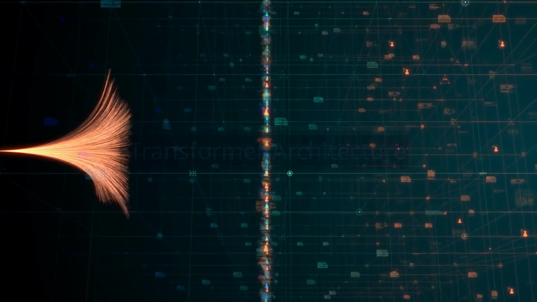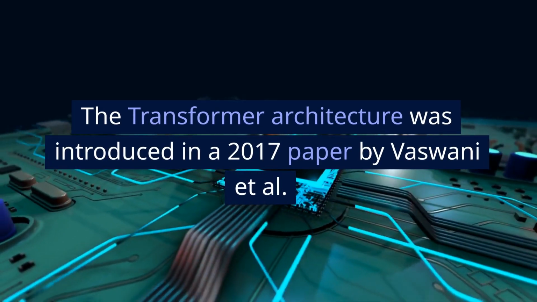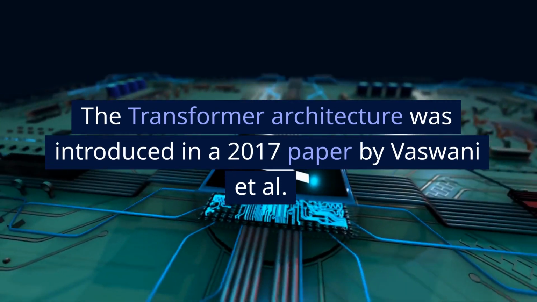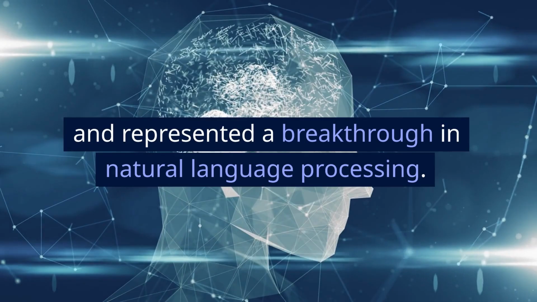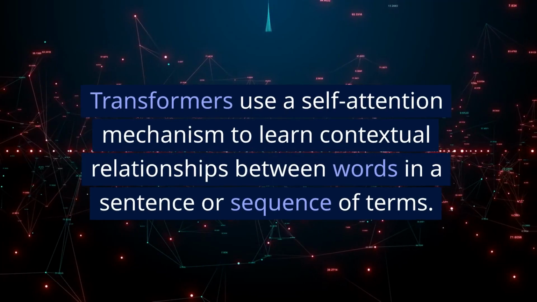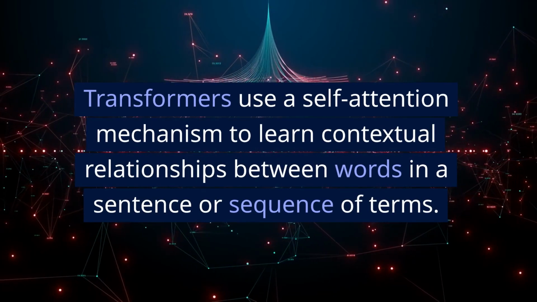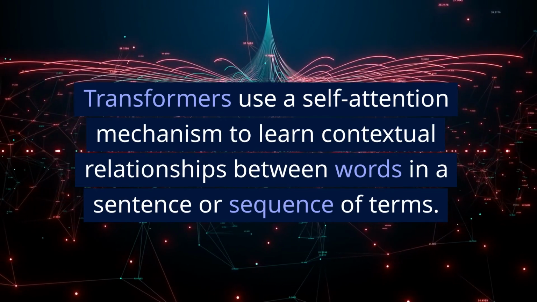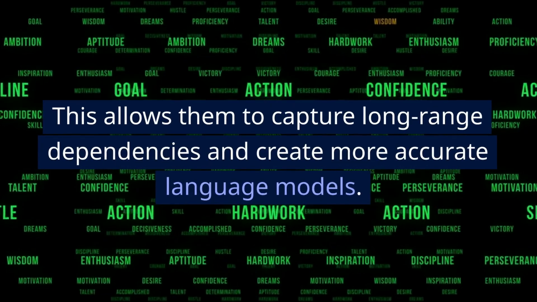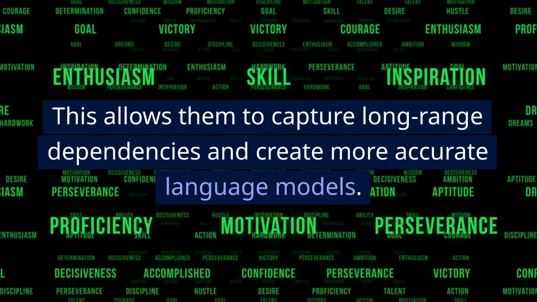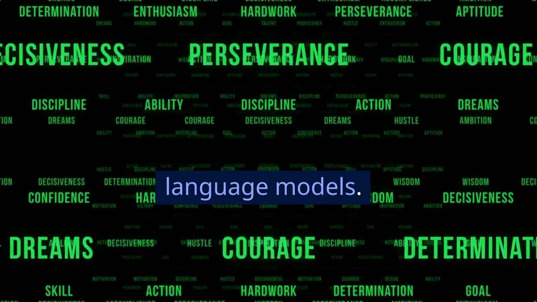Transformer architecture. The transformer architecture was introduced in a 2017 paper by Vaswani et al. and represented a breakthrough in natural language processing. Transformers use a self-attention mechanism to learn contextual relationships between words in a sentence or sequence of terms. This allows them to capture long-range dependencies and create more accurate language models.